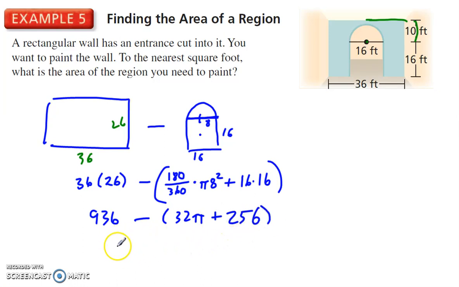All right, type that in your calculator and you get approximately an area of 579.47. And that is in feet squared.